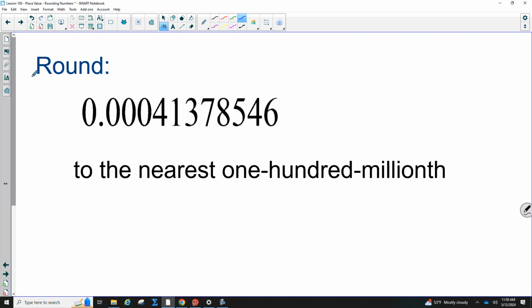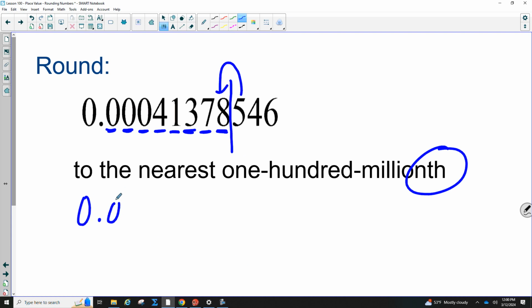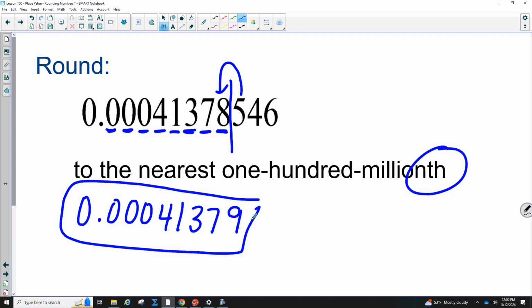Now I have this big long decimal. Everybody go ahead and write it down. 0.00041378546. Round to the nearest 100 millionth. We're going to the right. This is the tenths place, the hundredths place, the thousandths place, the 10,000ths place, the 100,000ths place, the millionths place, the 10 millionths place, and the 100 millionths place. I would always count them out starting from here and moving over. Now this 5 is big enough to make that round up. So I have 0.00041379. The rest of them go away.